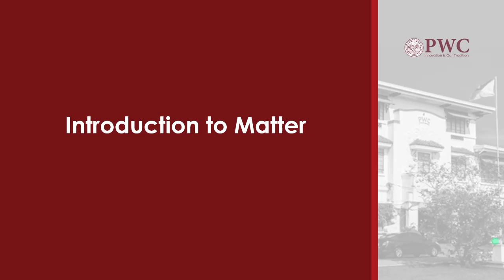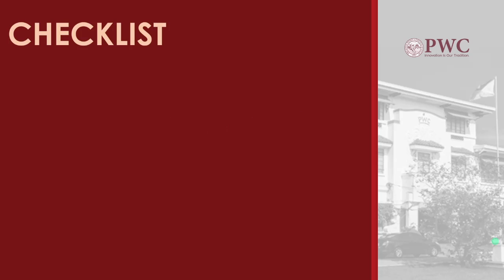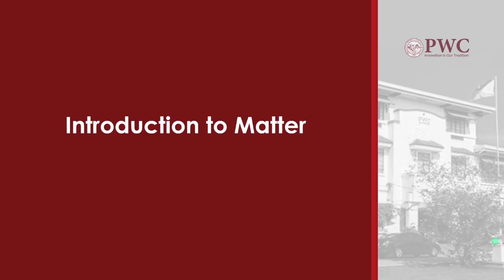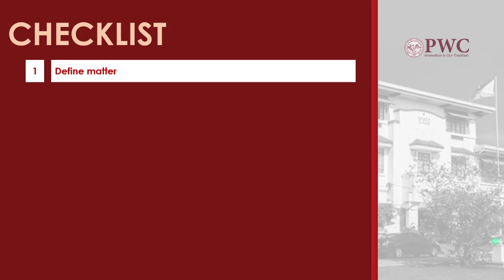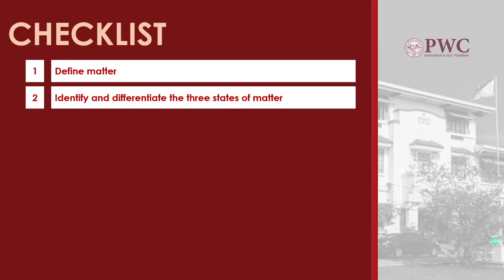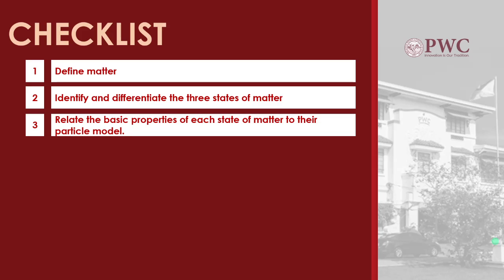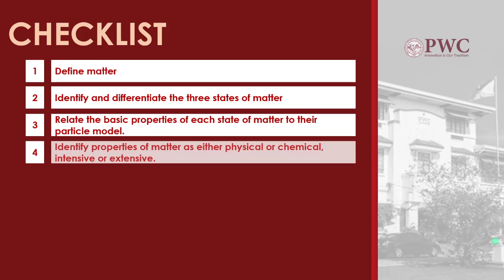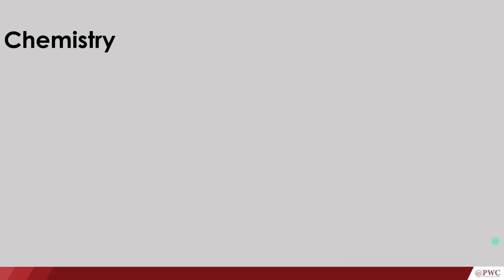This is our first lesson in Chemistry 1. This is Introduction to Matter. In this lesson, we are going to define matter, identify and differentiate the three states of matter, relate the basic properties of each state to their particle model, and identify properties of matter as either physical or chemical, intensive or extensive. Now, let us start by defining what chemistry is.